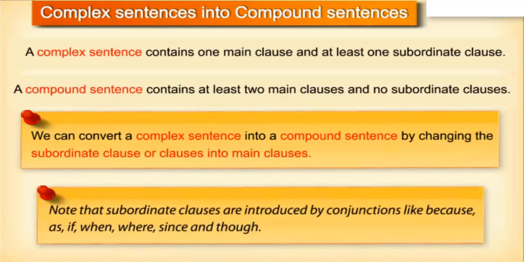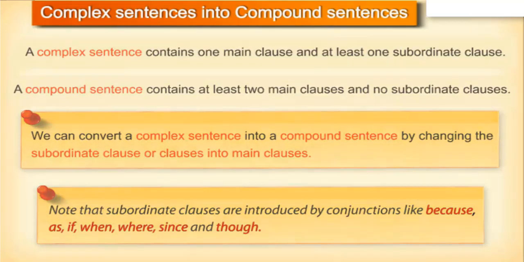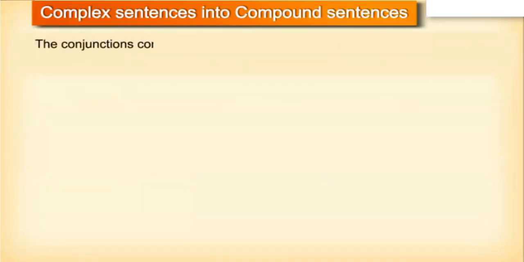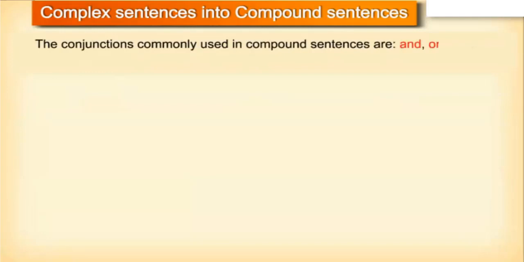Note that subordinate clauses are introduced by conjunctions like because, as, if, when, where, since, and though. The conjunctions commonly used in compound sentences are and, or, but, yet, and for.